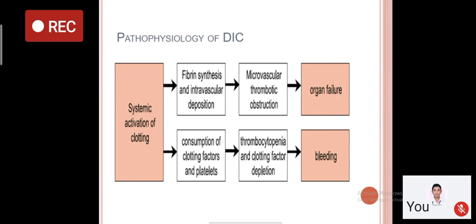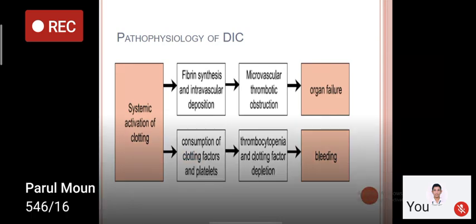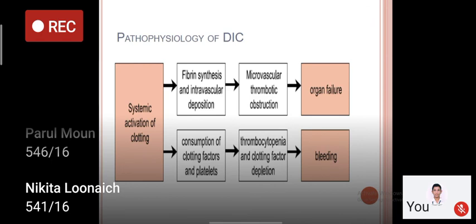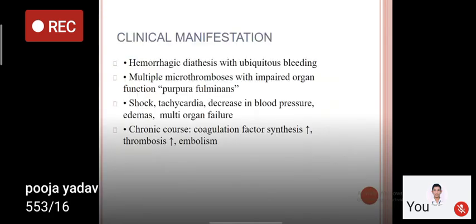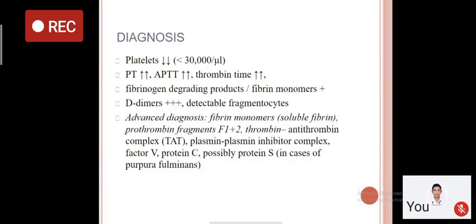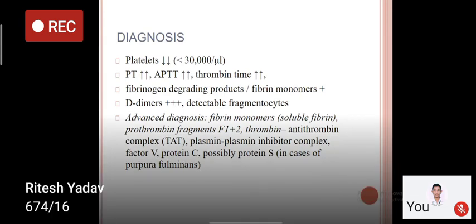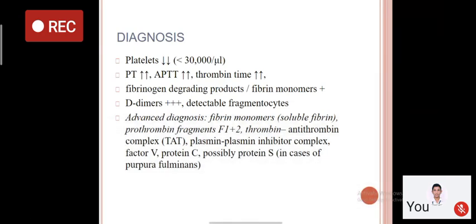So in DIC, what we have discussed is systemic activation of clotting leading on to fibrin synthesis and intravascular deposition and microvascular thrombotic obstruction leading on to the organ failure. Consumption of coagulation factors and platelets leads to secondary thrombocytopenia and coagulation factor deficiency and bleeding manifestations. So there are both thrombotic as well as bleeding manifestations. Diagnosis is by looking at the coagulation profile and the platelet count. So here platelets are also decreased. Both PT, APTT are prolonged.